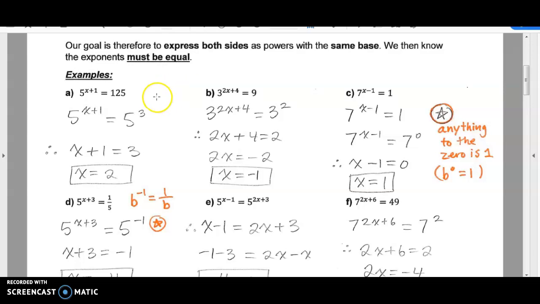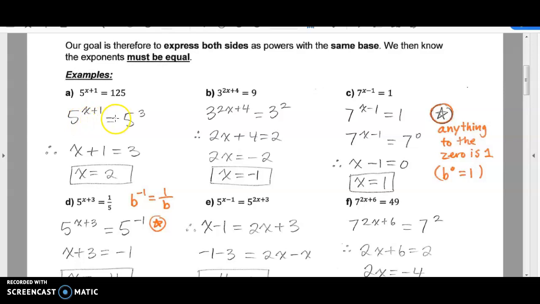Okay, so as I was saying, we want to express both sides of the equation using the same base. So I have 5 to the x plus 1 equals 125. And we're always going to try to express both sides using the lower base. So the lower base here is 5. So I'll leave my left side as is. My right side, 125, I want to express with an exponent with a base of 5. So if I do 5 to the 1, that gives me 5. If I do 5 squared, that gives me 25. If I do 5 cubed, that gives me 125. So I can rewrite 125 as 5 to the power of 3.